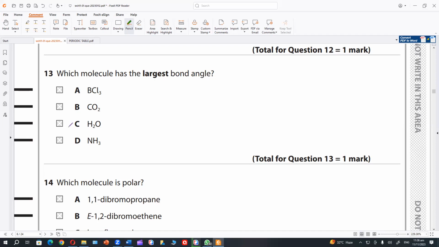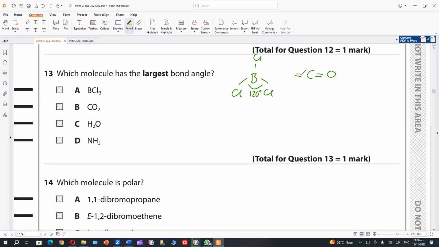So BCl3. If I talk about BCl3, do you expect any lone pair in boron trichloride? Memory is very good in such questions. Trigonal planar, with a bond angle of 120. CO2? Yes, CO2 is 180.